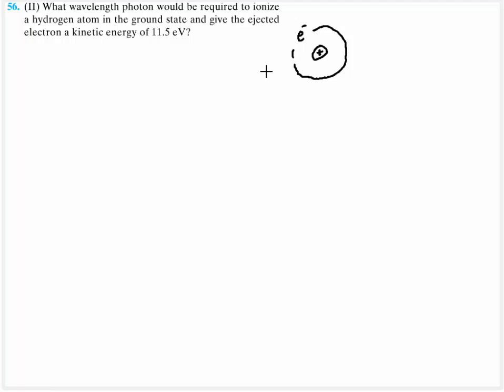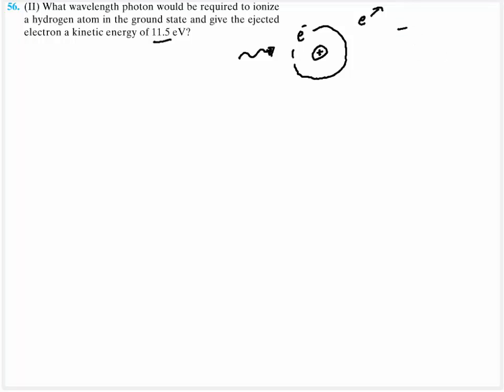And lastly, problem number 56. Here we have a hydrogen atom. It's got an electron in the ground state, so kind of envision the positively charged nucleus, an electron in the closest possible orbit, and essentially we're going to have a photon. It's my little squiggle right here. Come in. It's going to knock that electron off, and it's going to give it some kinetic energy.